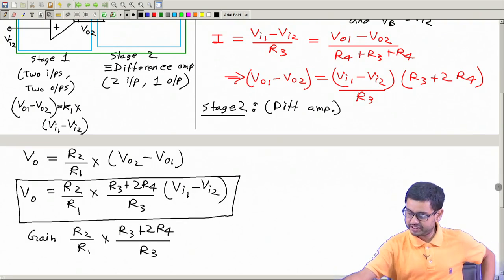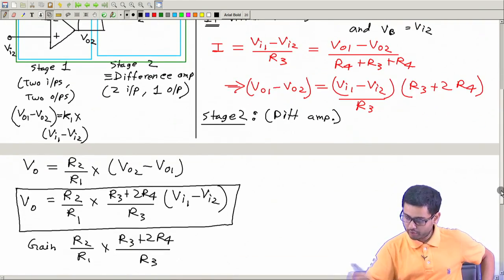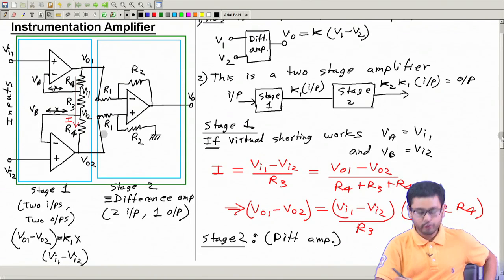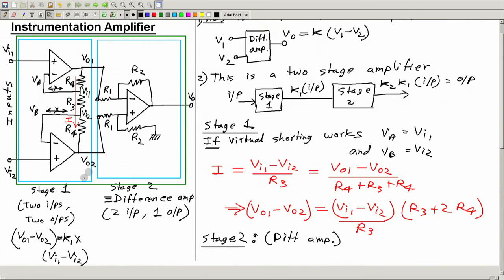So, the derivation is very simple, and now once you know the derivation, you can remember this circuit, because the second stage is just a difference amplifier which we have studied many times, and the first stage is like this, which has two inputs. Take a potential divider, connect it between the two outputs, and from the middle point feed it back, negative feedback, here also negative feedback.